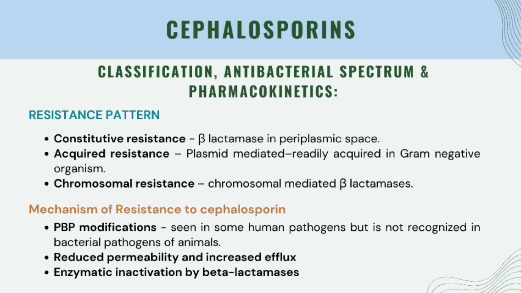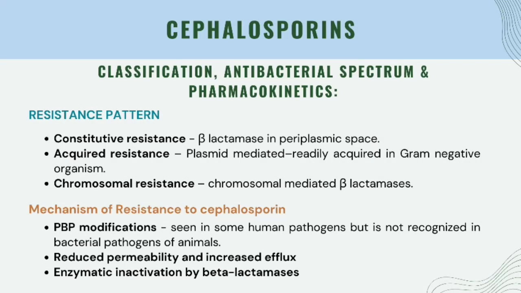These enzymes hydrolyze the beta-lactam ring of cephalosporin antibiotics, rendering them ineffective against the bacteria. The acquired resistance involves the acquisition of resistance genes through horizontal gene transfer, often mediated by plasmids. These plasmids can easily spread among bacterial populations, facilitating the rapid dissemination of resistance, particularly in gram-negative organisms. The chromosomal type of resistance arises from mutation or alteration in chromosomal DNA, leading to the production of beta-lactamase enzyme encoded within the bacterial chromosome.